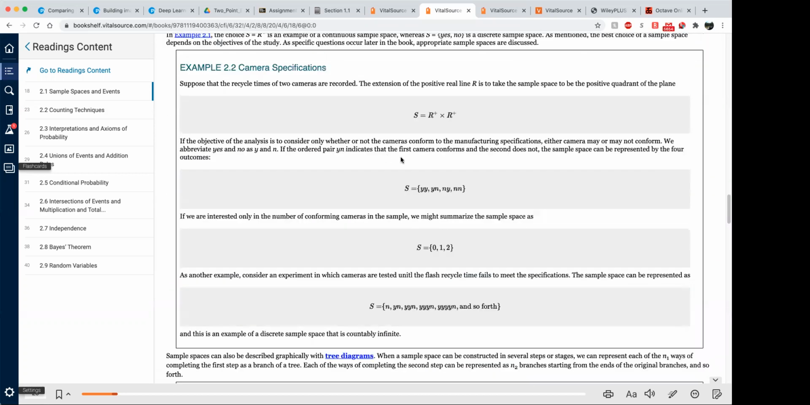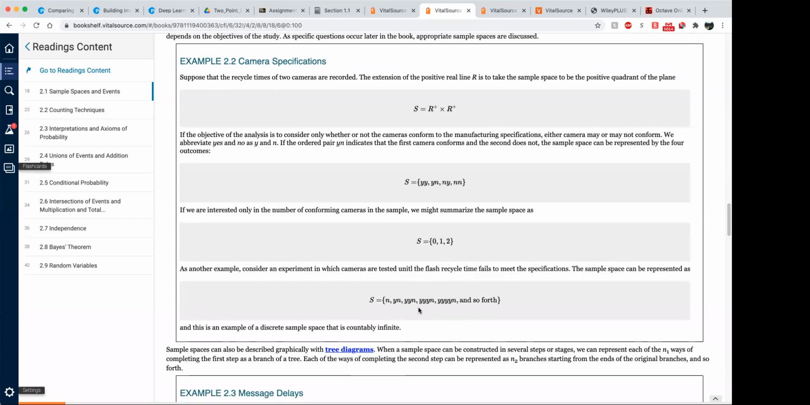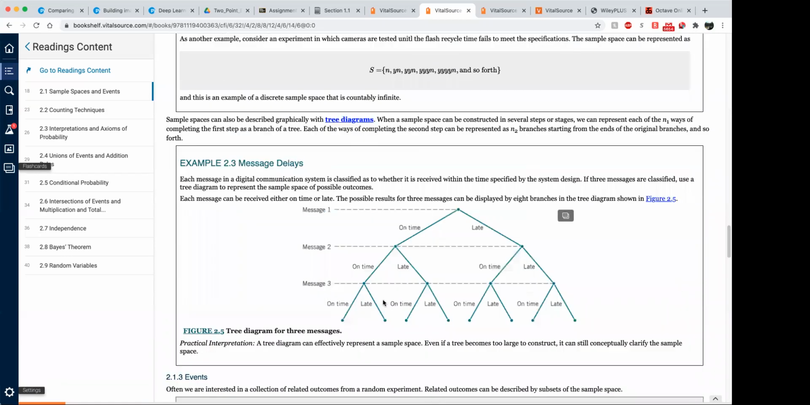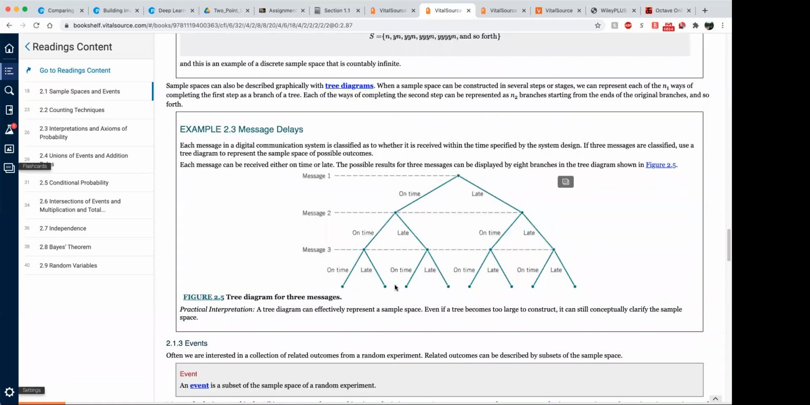Next one. Here the sample space is defined by the set of real numbers times the set of real numbers, so this is a two-dimensional space, but anyway this is continuous, right? And this is discrete, and this is discrete, because there is no infinite number of outcomes in the sample space. So this is discrete. Yes. Now let's see example 2.3.